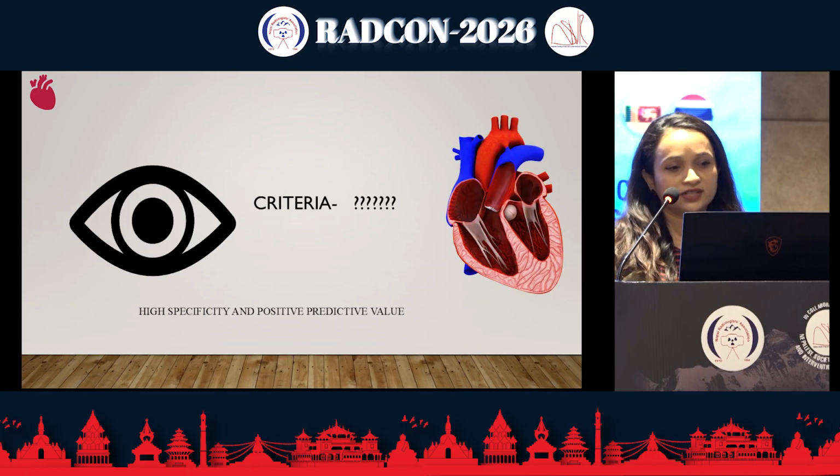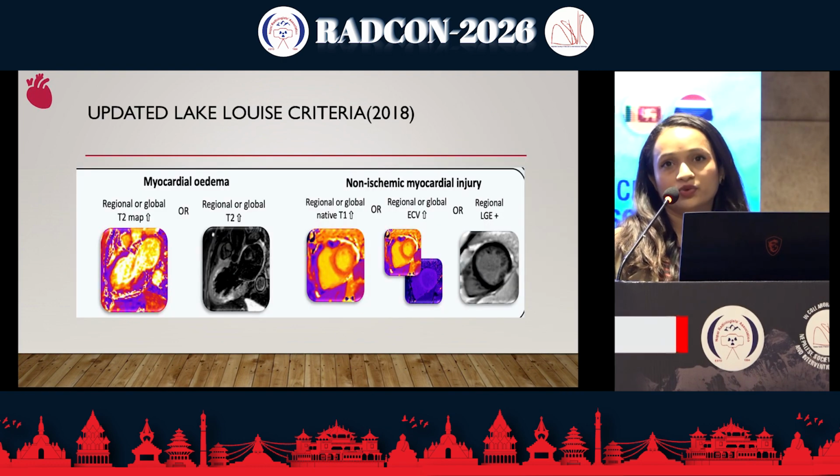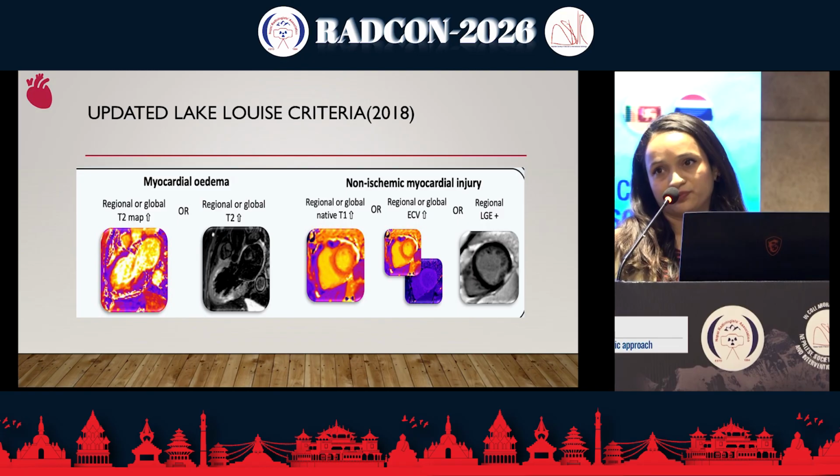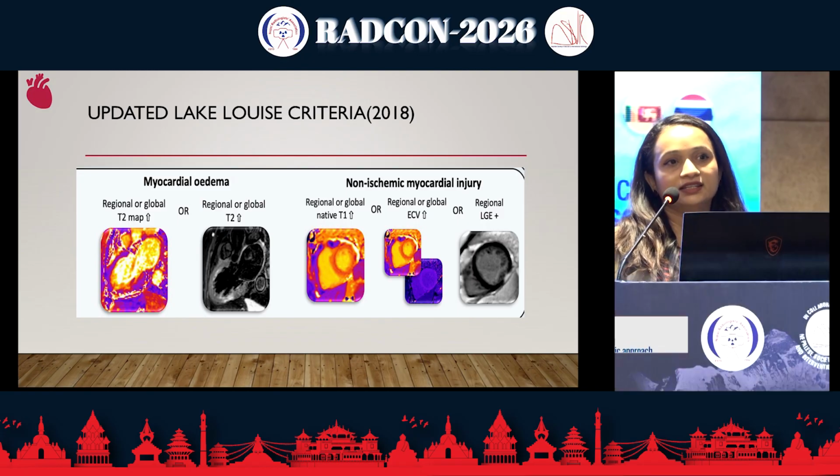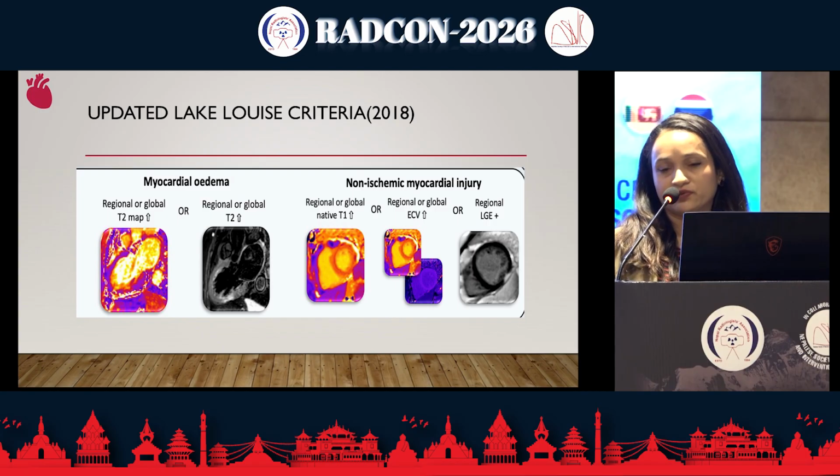What is the important criteria that helps in diagnosis of myocarditis in a more precise and easier way, which has a high specificity and positive predictive value? That is the Lake Louise criteria, and it was updated in 2018. Previously, in 2009, only T2, early gadolinium and late gadolinium enhancement were included. However, in 2018, T1 and T2 mapping have been included, which helps in an easier diagnosis of myocarditis.